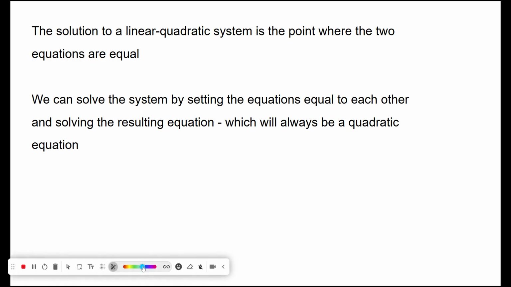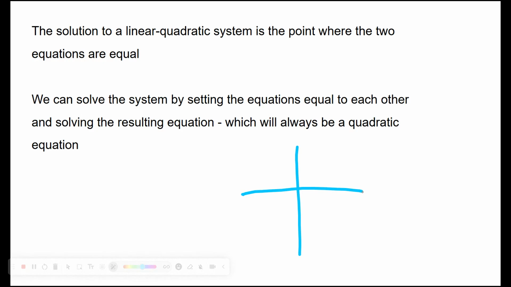Usually, if we've been graphing it, we've got some sort of quadratic equation and then a linear line that goes through there. And we're finding those equal points where they cross on the graph. We can also do this algebraically. We can solve the system by setting the equations equal to each other and then solving the resulting equation, which will always be a quadratic equation. Let's take a look at an example.